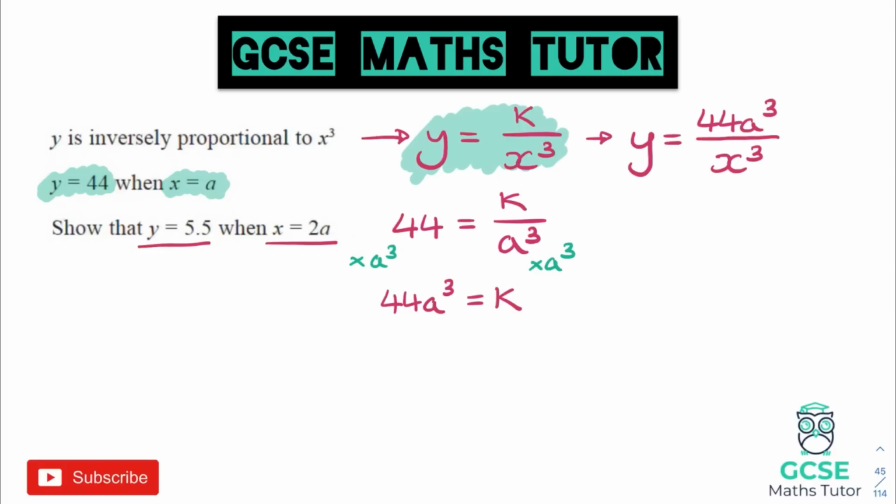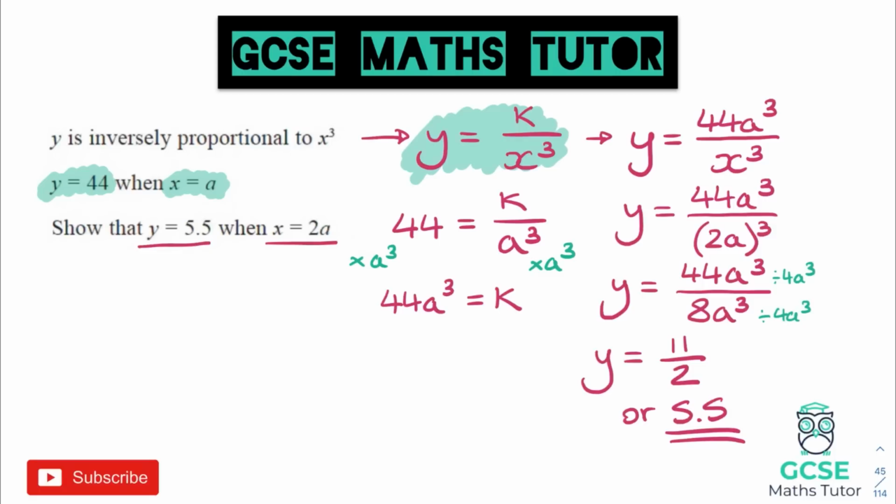Once you've got that, put it back into your formula as we did with direct proportion, and then use those second values however you need to, and simplify it down. This one wanted us to show it was 5.5.